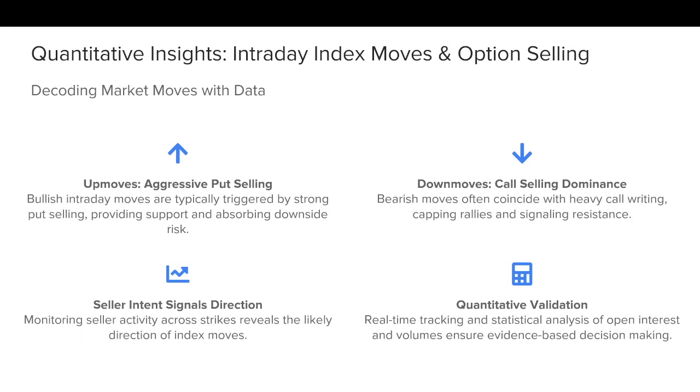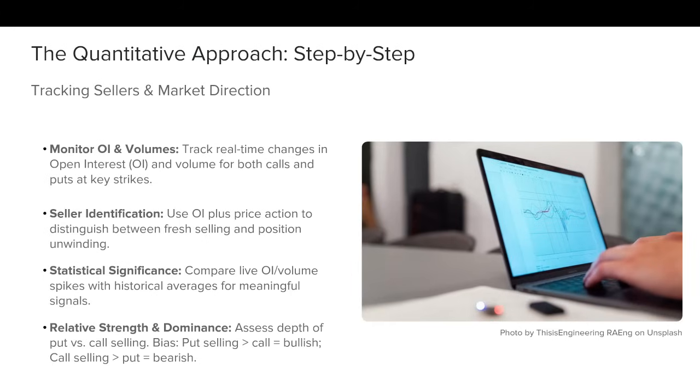Once again I repeat, it is not necessary that you take my software or my algo, but whatever I am saying, if you are trying to trade on a scalping angle, these are the things you need to notice. Quantitative approach, step by step. Monitor OI and volumes, track real-time changes. Seller identification: use OI plus price action to distinguish between fresh selling and position unwinding.